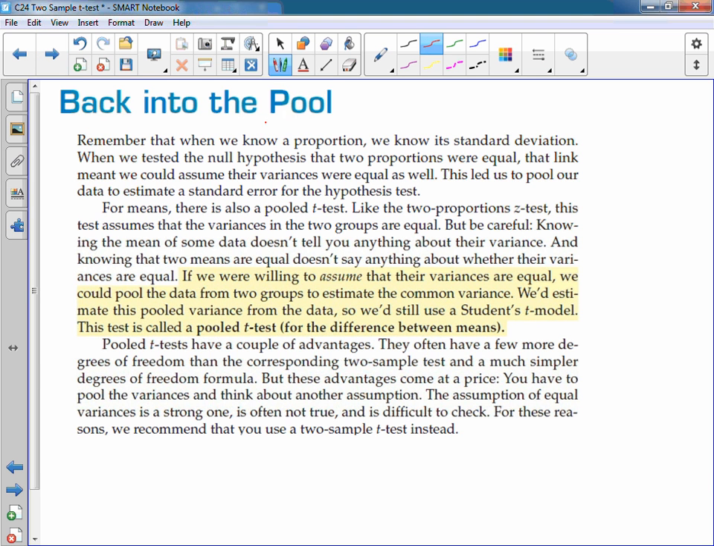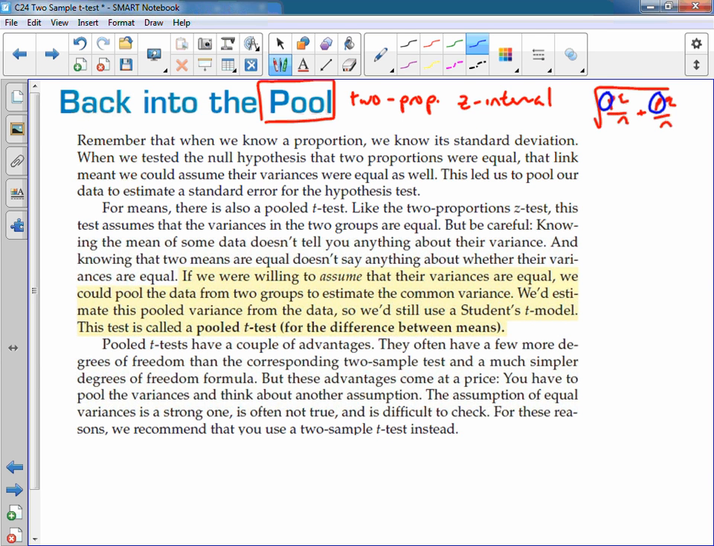Quick note about pooling. When we did a 2 proportion z interval, we pooled because we had the square root of pq over n plus pq over n, okay? So we knew the standard deviation, and we were assuming that the 2 proportions were equal to each other, and so to assume that they were equal to each other, we could only have 1p. That'd be the same. So we pooled to put it all together, okay?